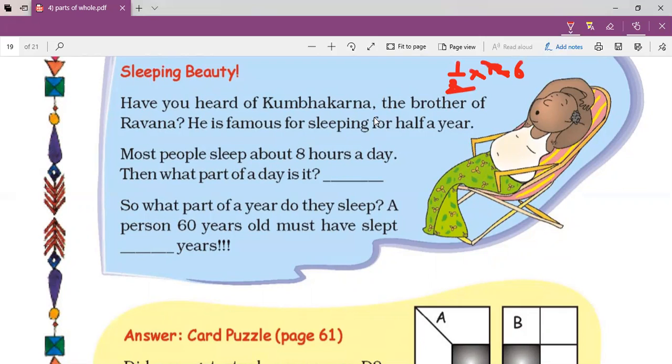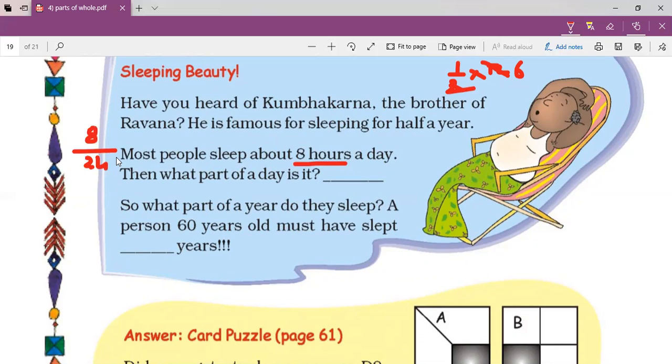See, can you sleep for 6 months? No. So most people sleep for 8 hours a day. A day means one day. How many hours are there in one day? There are 24 hours. So how many hours do people sleep in a day? They sleep for 8 hours in a day. Now what you have to do? You have to find the part of that day.